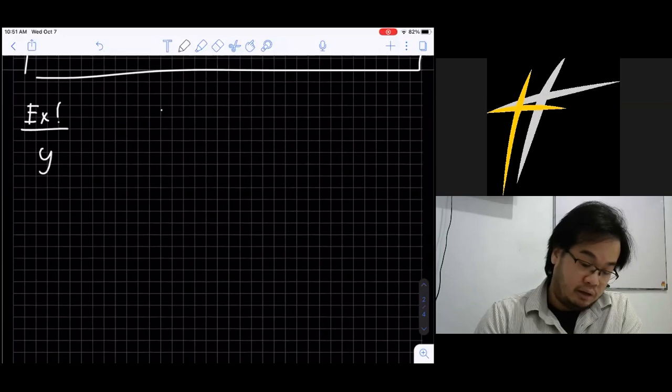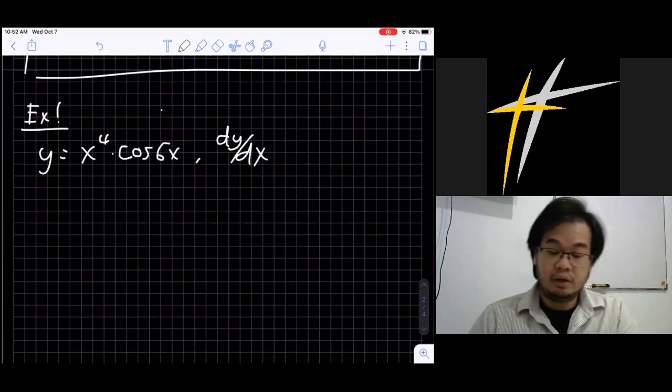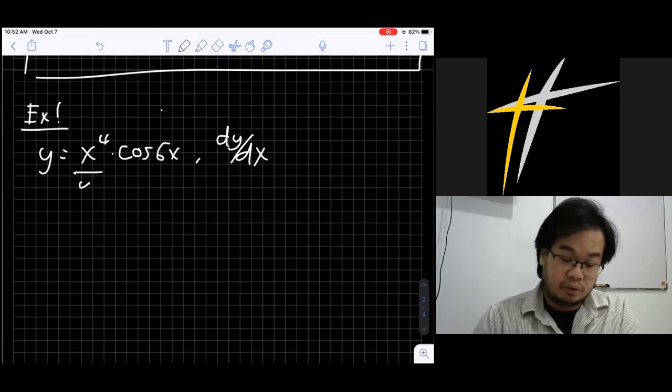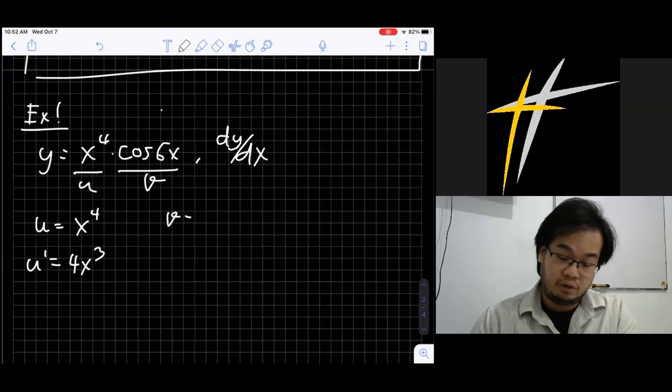If y equals x power 4 times cosine 6x, find dy/dx, find the derivative. Okay, so let's say that this is u and this is phi. So if u equals x power 4, u prime will be equal to 4x cubed, right? And if phi is equal to cosine 6x, then phi prime is equal to negative 6 times sine 6x.